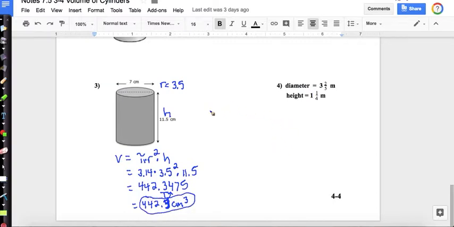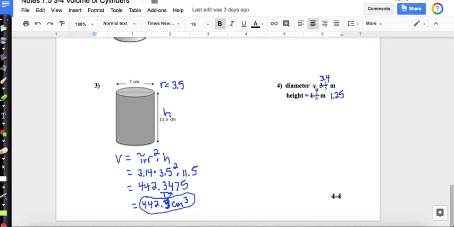Okay, brings us to number 4. Now, notice we have a diameter, and we have a fraction. So we've got to change this fraction to a decimal. So I can do 2 divided by 5, and that would give me 4/10, but there's a 3 in front, so the diameter is 3.4. And the height, 1/4 is 0.25, so it's 1.25.